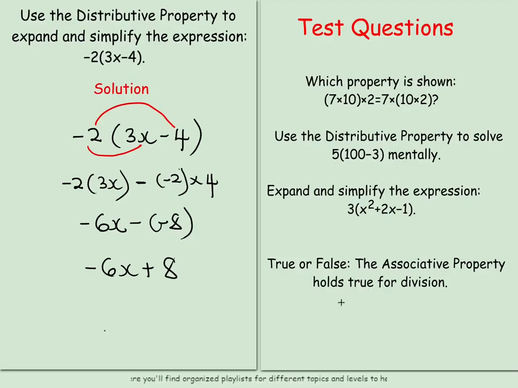On your screen are 4 questions. The first one says which property is shown, as you can see. The next one says use the distributive property to solve what you have there mentally. Now expand and simplify. This involves the distributive property as well. And then the associative property holds true for division. Is that true? Remember, I said that earlier on in the lesson. I do hope these are enough to enhance your understanding.